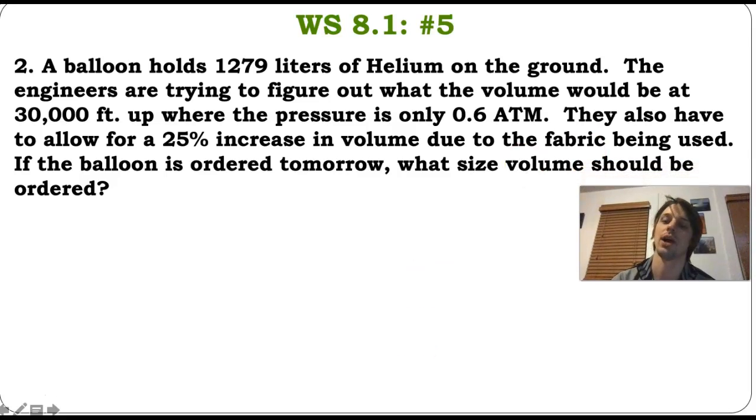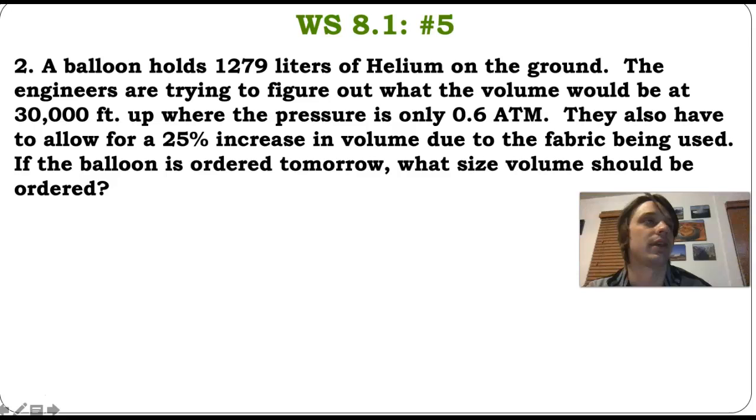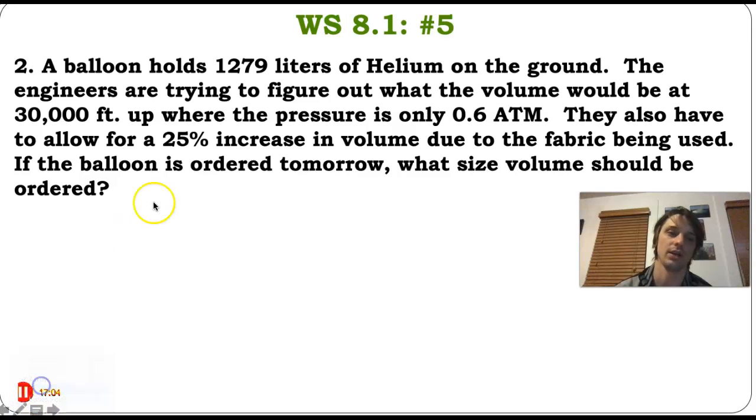All right, let's do a problem on worksheet 8.1. Number 1 just said to write a sentence explaining the demonstration you saw with the bell jar. Number 2 is our first problem. I'm going to underline what I know. A balloon holds 1,279 liters. That is a volume on the ground. The engineers are trying to figure out what the volume would be at 30,000 feet. Now this is a number, but is that a pressure or a volume? No. Where the pressure is only 0.6 atm. So there is my P2. I'm looking for V2 because it says what is the volume.